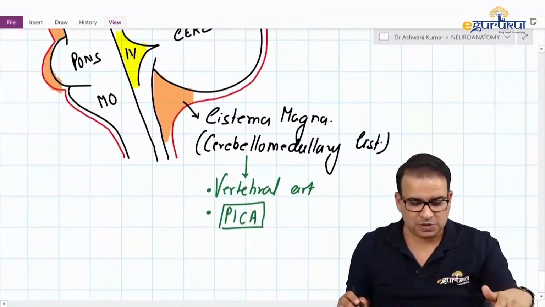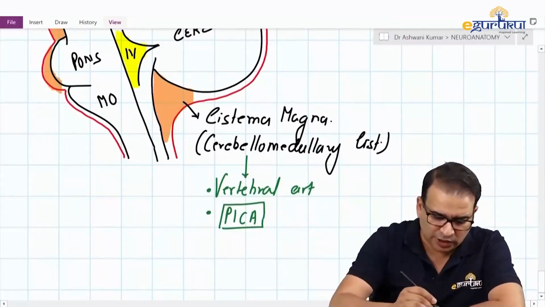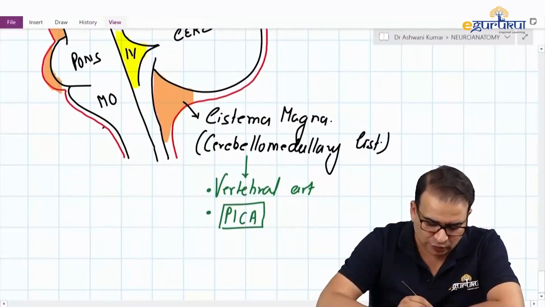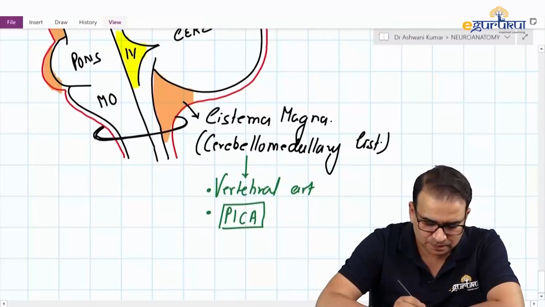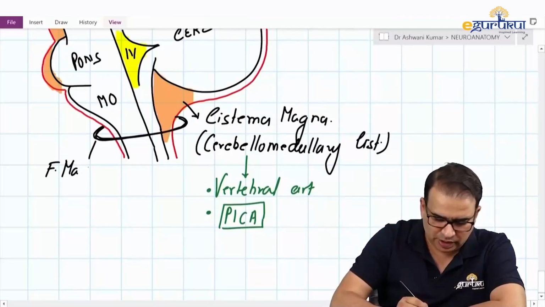And the special feature of the cisterna magna is, one, obviously it is a larger cistern, and two, the location of the cistern is closest to the foramen magnum. If I have to draw the foramen magnum here, that's how it will be, because we know that the lower part of medulla oblongata goes out of the foramen magnum. So let's say this here is the foramen magnum.